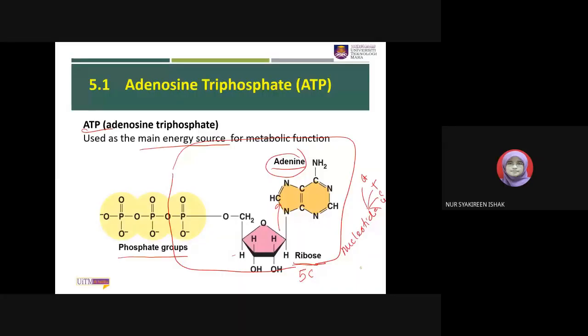Why is ATP capable of producing energy? What is the use of that energy? ATP is capable of releasing energy because when the third phosphate is released, breaking this bond will release energy. It is an exergonic reaction. It releases energy, and this energy will be used for any cellular work to be carried out.